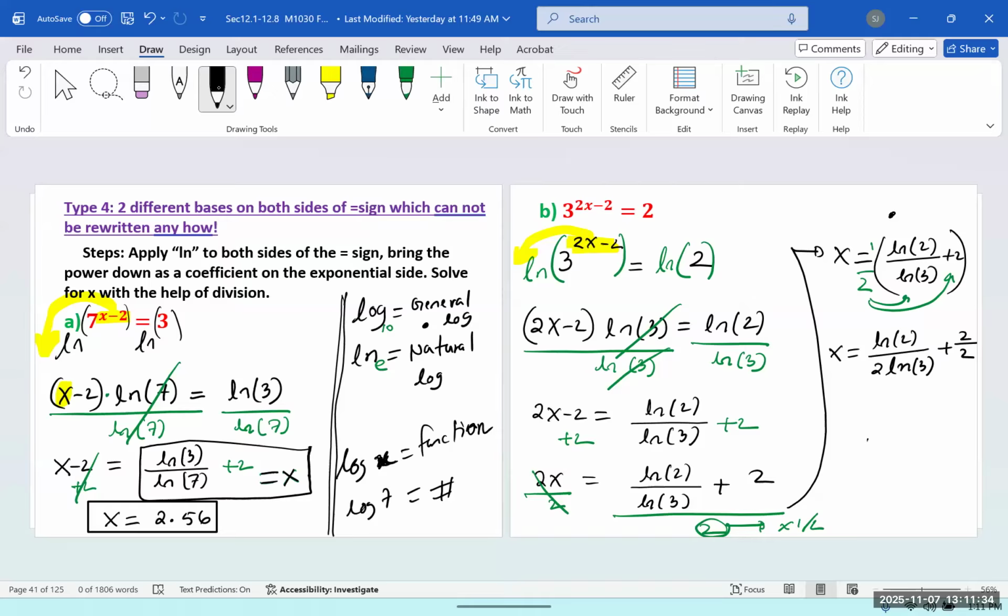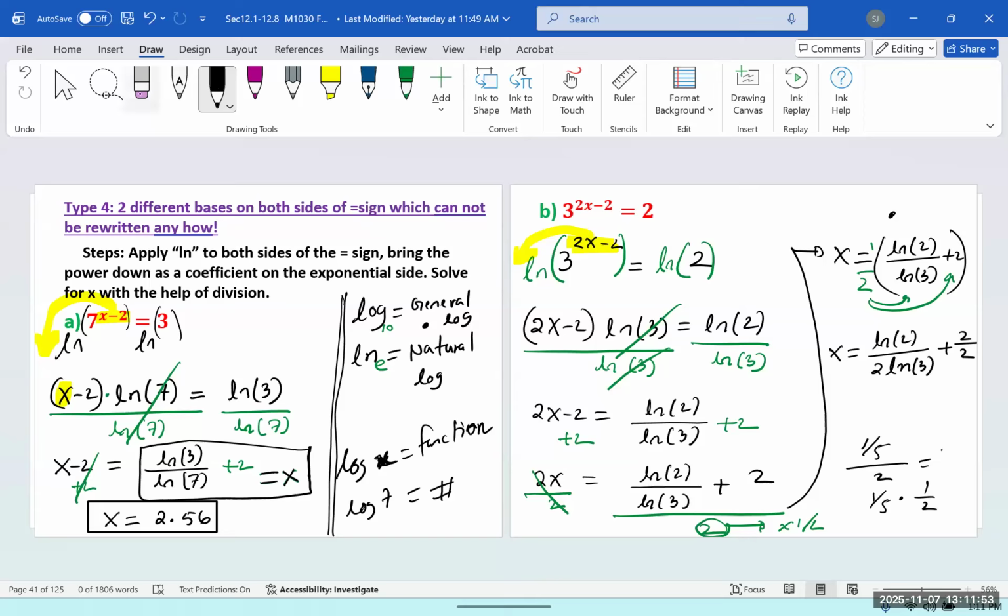So if we have, let's say, 1/5 divided by 2, this is the same as 1/5 times 1/2, right? Because we don't know how to divide. Instead, we multiply by the reciprocal.